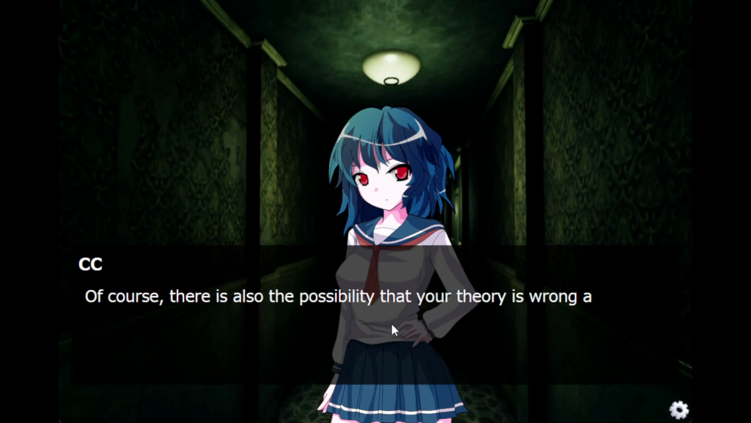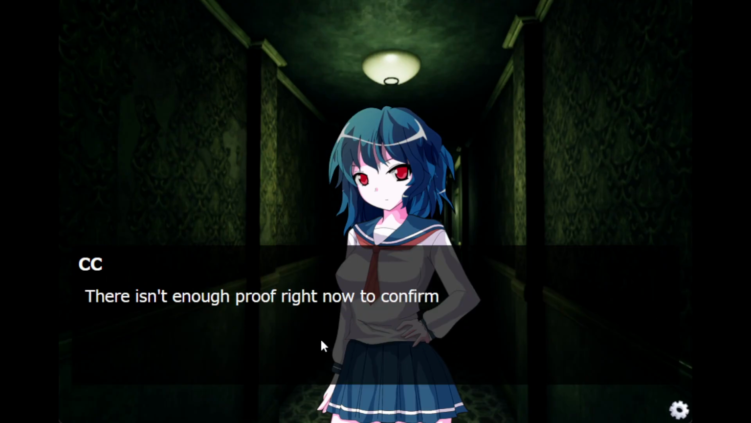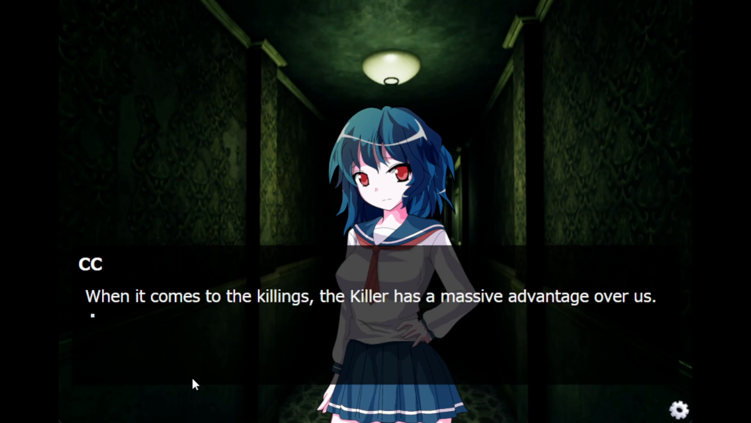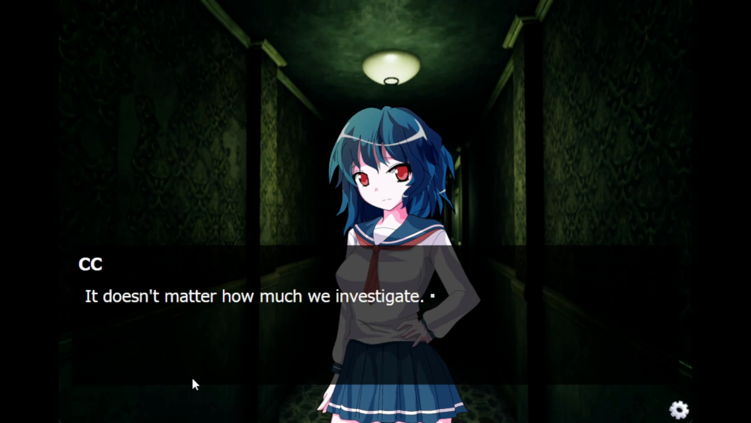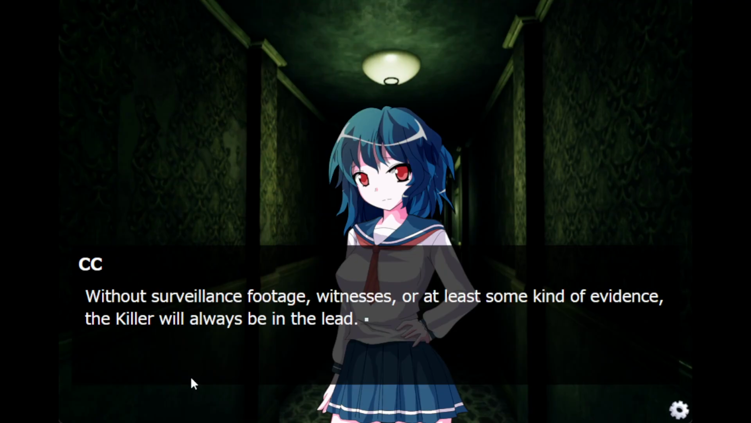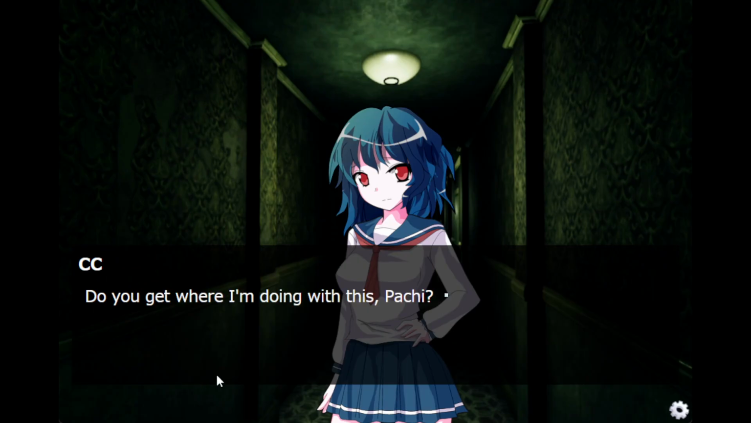Of course, there's also the possibility that your theory is wrong and the killer wasn't motivated by anger at all. There isn't enough proof right now to confirm or deny any of the deductions, to be honest. So this is going nowhere. When it comes to the killings, the killer has a massive advantage over us. It doesn't matter how much we investigate. Without surveillance footage, witnesses, or at least some kind of evidence, the killer will always be in the lead. Do you get where I'm going with this, Pachi?